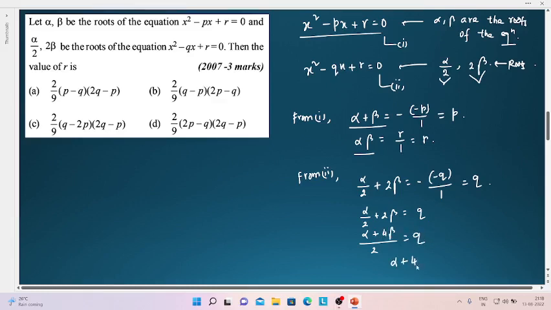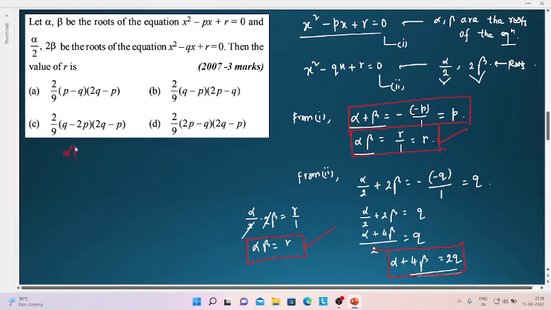So what will be the value of alpha plus 4 beta? It is nothing but 2q. You can understand, right? What will be the product of the roots? Let me write down here: alpha by 2 times 2 beta equals r upon 1, right? If I cancel this 2, it will be alpha times beta equals r. So here you can see we got 4 relations actually. One is this, another is this, another is this, and another is this. From this and this relation, alpha times beta will be r.